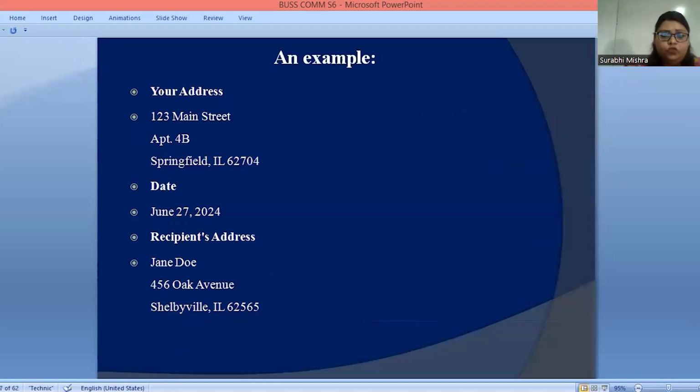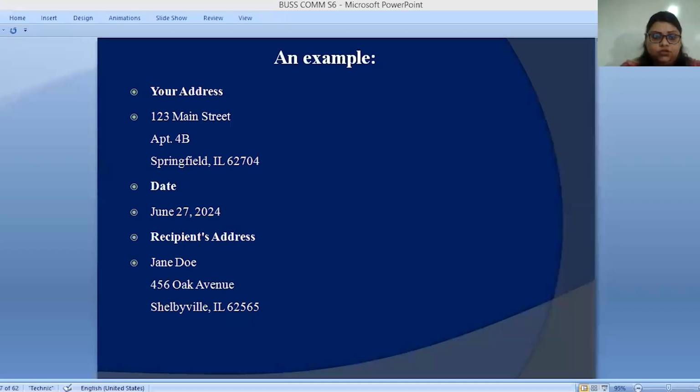Now moving ahead, we'll be seeing an example of how how a personal letter is written. So here a person has, so yes, so sorry for the internet connection. So we were talking about the example of a personal letter. Let's see.